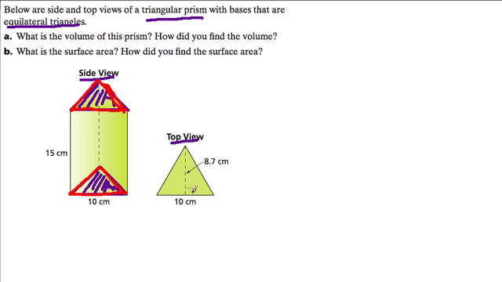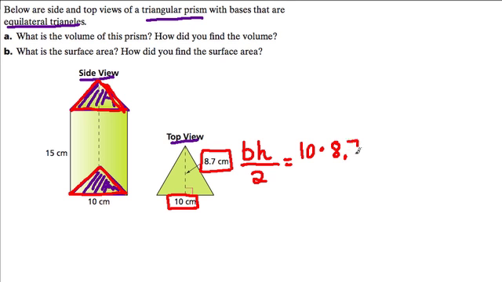How do we find the area of this triangle? Well, to find the area of a triangle, we take the base of that triangle, multiply it by the height, and then divide it in half. So here that means we're going to take 10 times 8.7, divided by 2. What's that? Well, 10 times 8.7 is 87. 87 divided by 2 is going to give us a small remainder of a half.